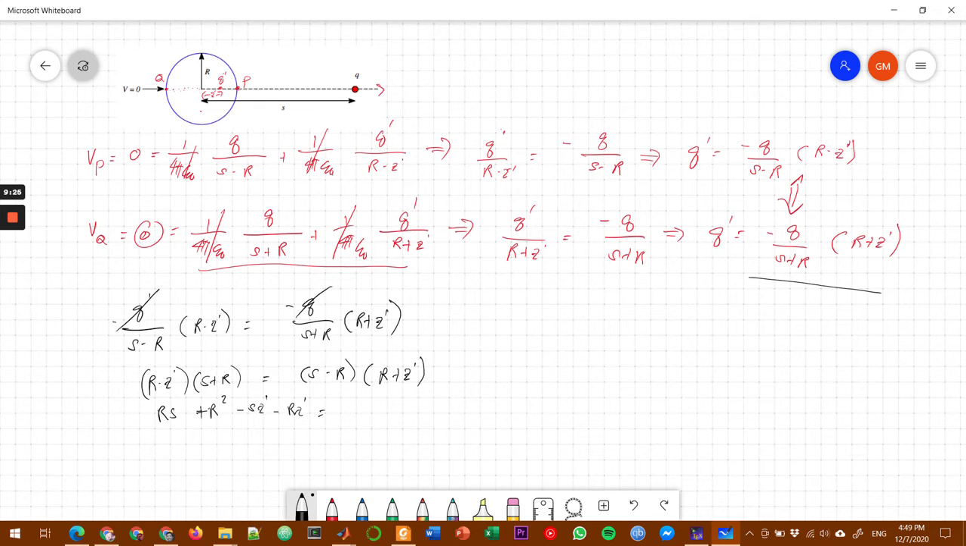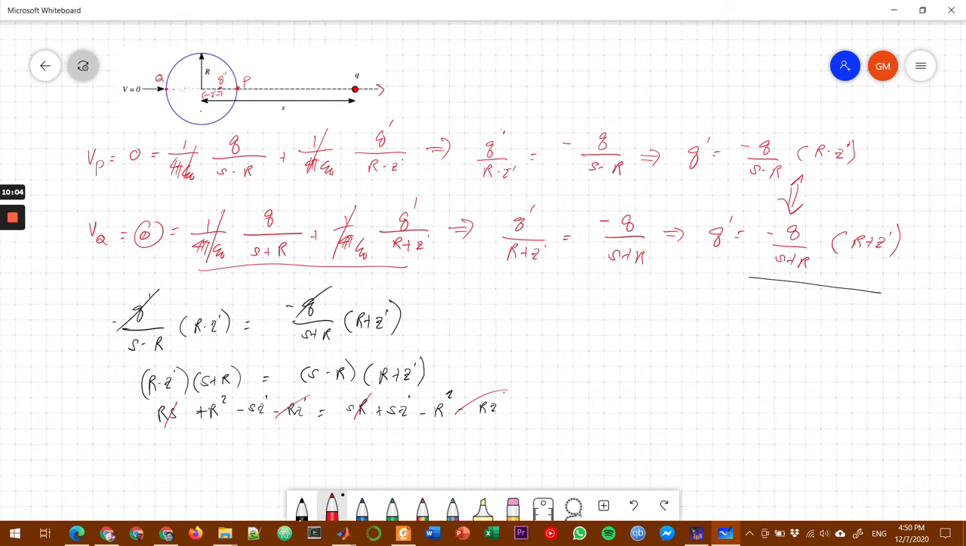sa equation, ato i-distribute. So we have SR plus SZ prime minus R squared minus R Z prime. So, masimplify man na siya because mag-cancel ang mga parehas of term. Like, this one, mag-cancel ni siya ani. Okay? And then, kani po siya mag-cancel. So we are left with SZ prime and R squared.